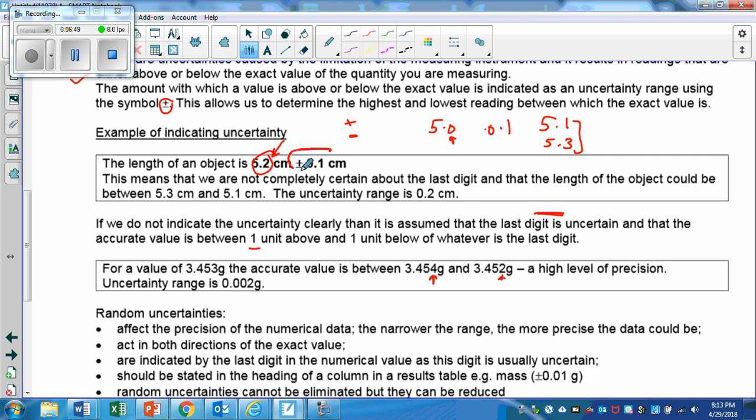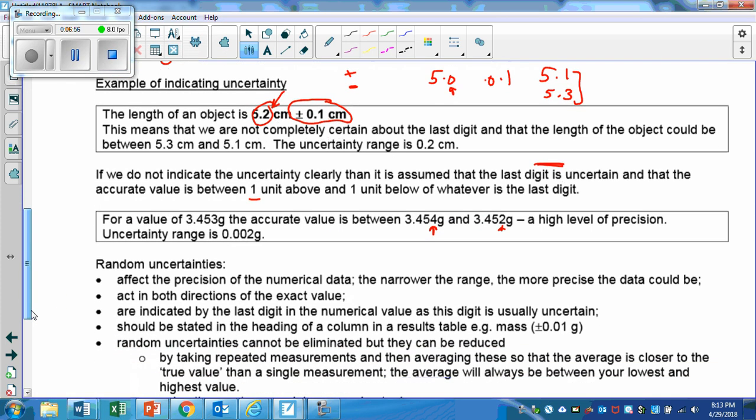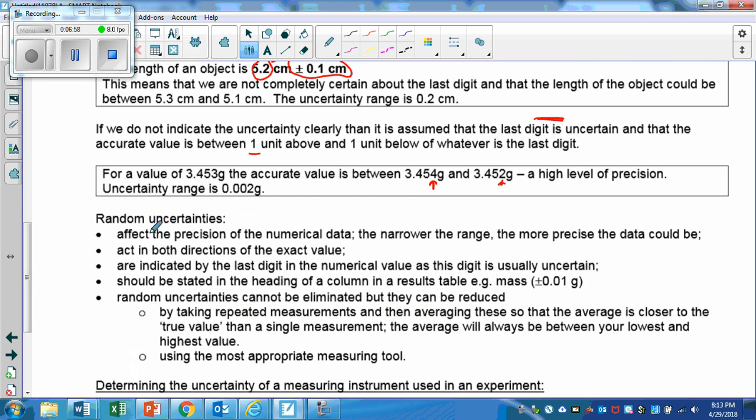If we are given uncertainty, it's easier to calculate it. If we're not given, we just assume it like this. Well, random uncertainties affect the precision of the numerical data. The narrower the range is, the more precise the data could be. If it has a long range of data, there is more possibility of uncertainties. It can be above or below the exact value.